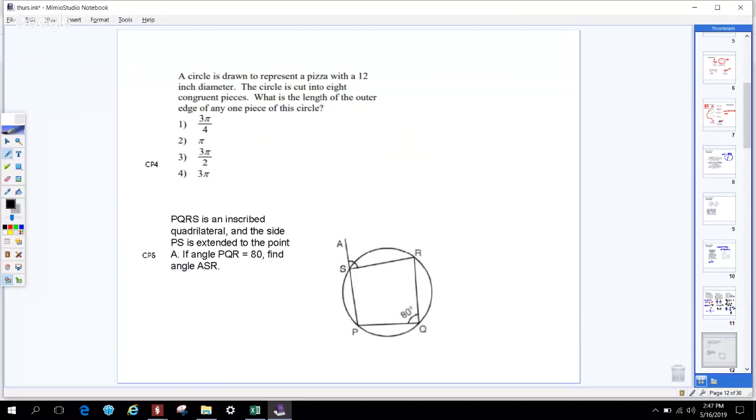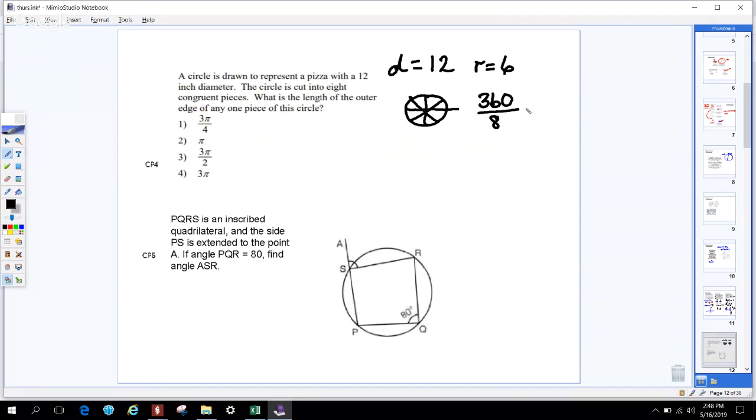Okay, here we go. A circle is drawn to represent a pizza with a 12-inch diameter. Look at it, it tells us my diameter. What am I going to have to figure out right away? The radius. What's my radius? Okay, it tells me the pizza was cut into 8 slices. Why is that piece of information important? Theta. How do I find my theta? How many degrees are in a circle?